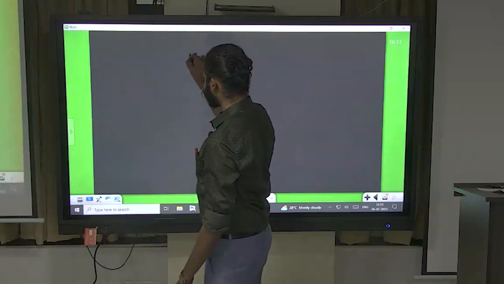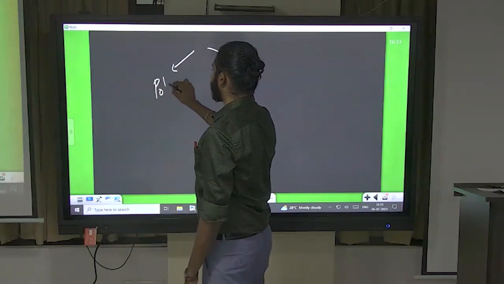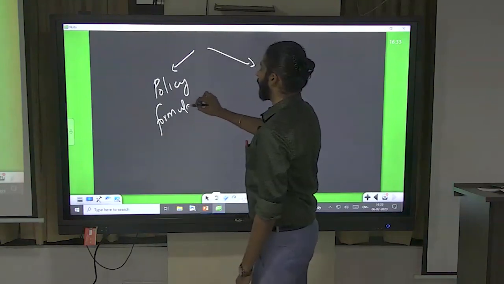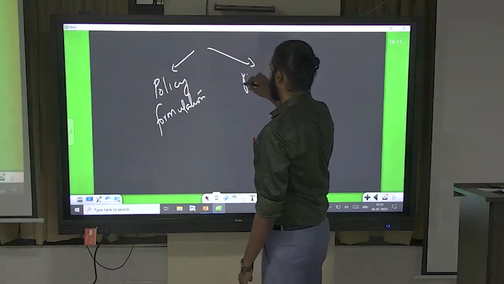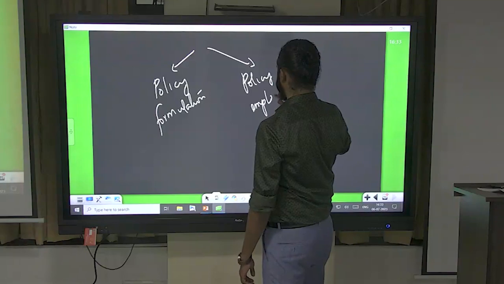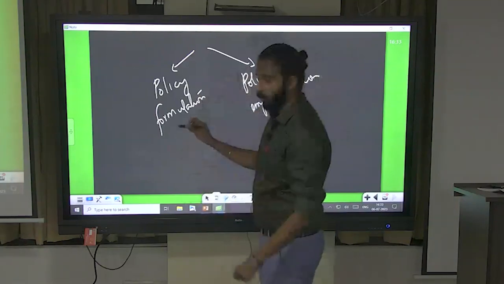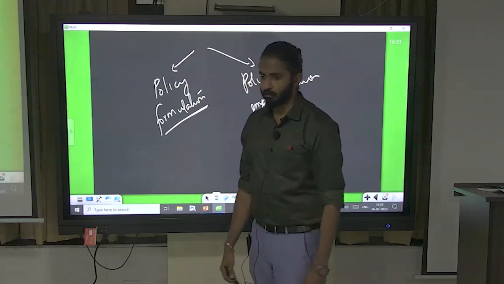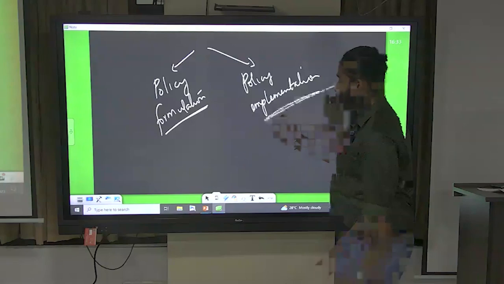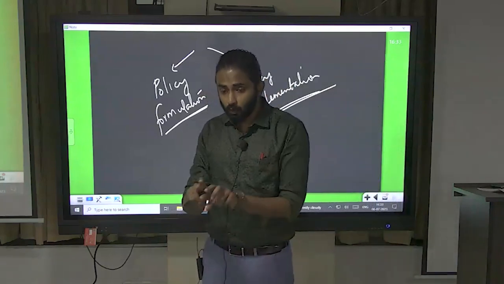Yes, see, ultimately there are two things you will do. One is called policy formulation and the second is called policy implementation. Right, as you said, you analyze the problem and you give a solution, this is called formulation. And then there should be somebody to make it effective on the ground.